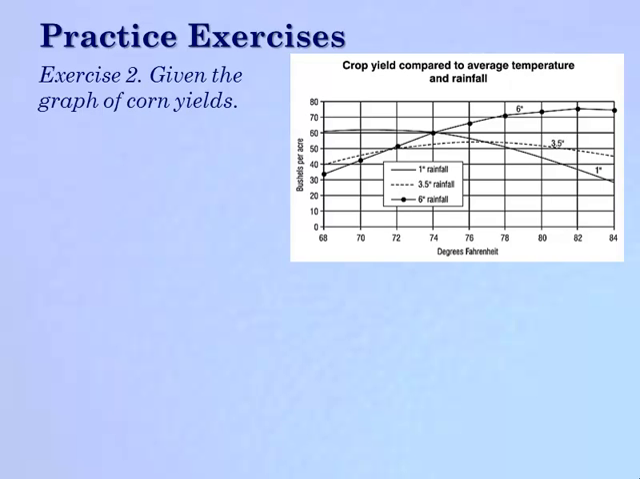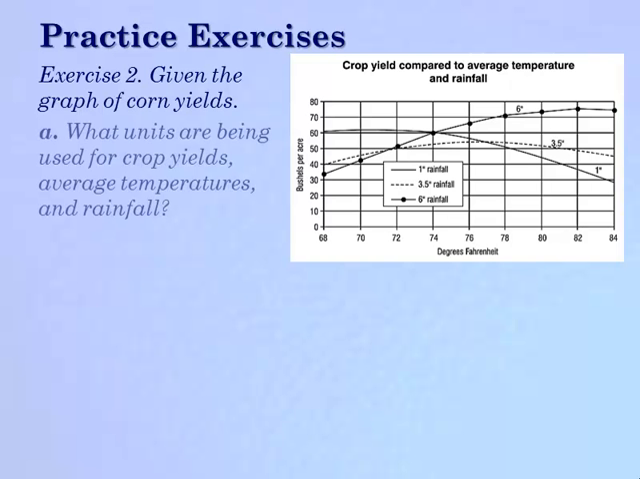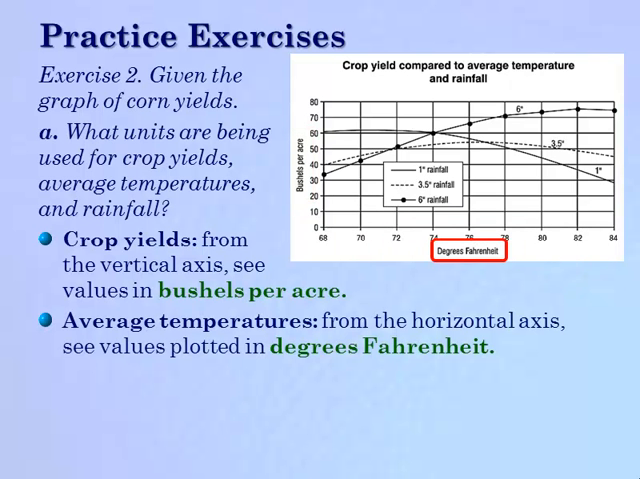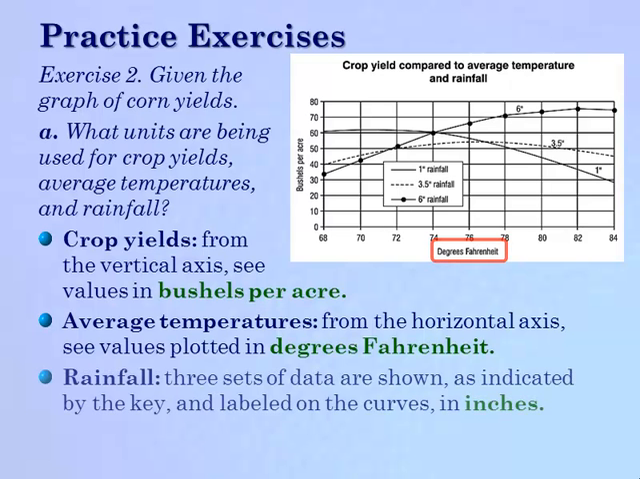Exercise 2 is going to give us another chance to practice reading a graph. So this one has 3 relationships on it. We're comparing crop yields to average temperature and rainfall, and which units are being used for the crop yields? Well, you can see from the y-axis, bushels per acre is being used, and the average temperatures, which is along the horizontal axis, the x-axis, are in degrees Fahrenheit. And it looks like 3 different graphs. We have 1 inch of rainfall, 3.5 inches of rainfall, and 6 inches of rainfall.